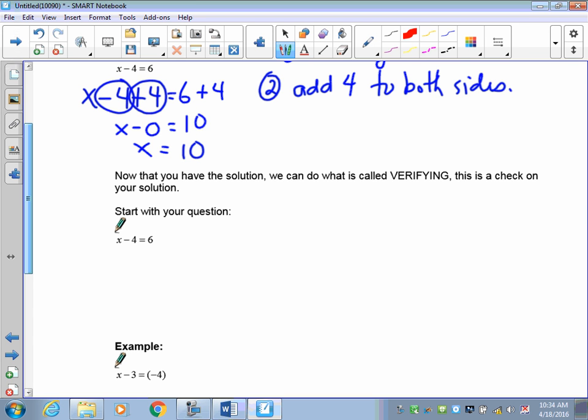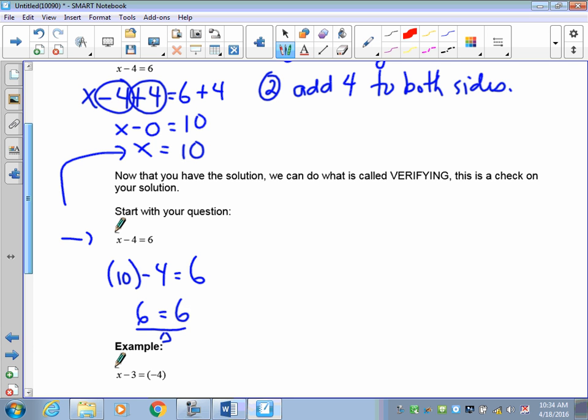So I've got x minus 4 is equal to 6. I said that x was 10. So take out the x, put in 10 in its place. Now what does 10 take away 4? That is 6. So we know that this stays balanced. Think of your teeter-totter or your pan balance. It stays balanced. So since 6 is equal to 6, we know we did it correctly.